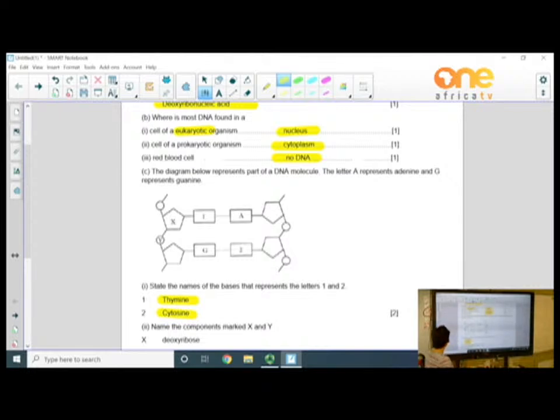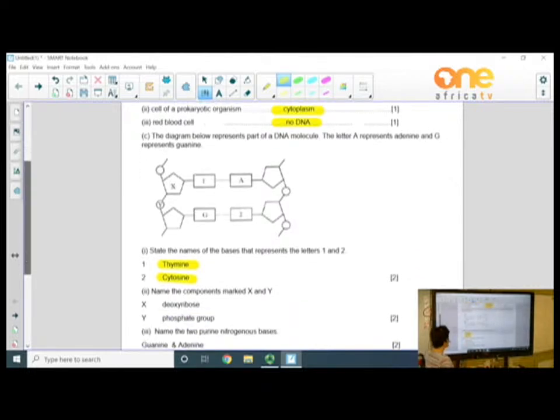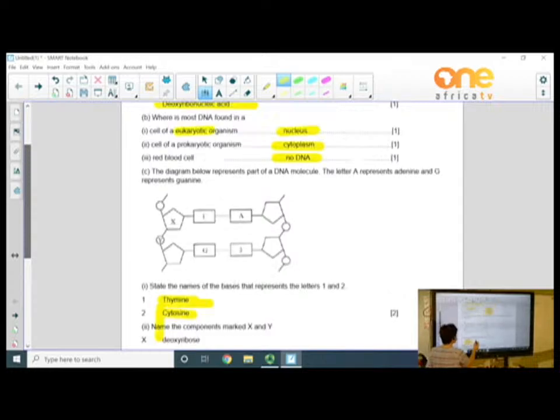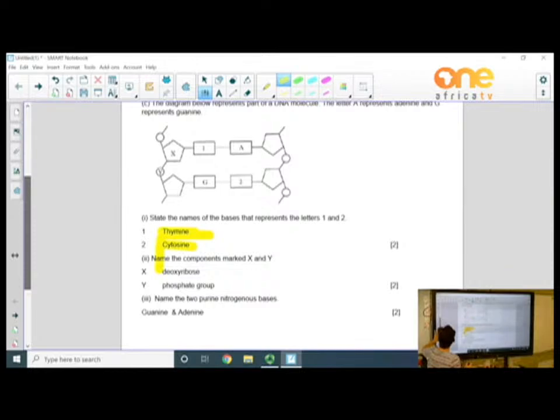The component X, I want to see deoxyribose, because you are higher level. It's not only a sugar, it has a specific name. And then, of course, Y, the phosphate group. Thank you. Many of you remembered that.